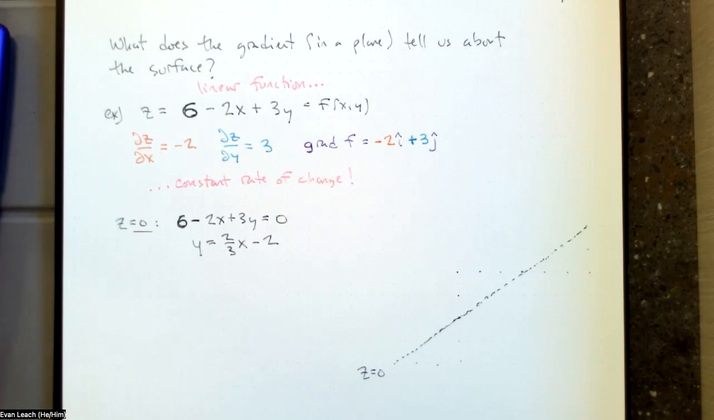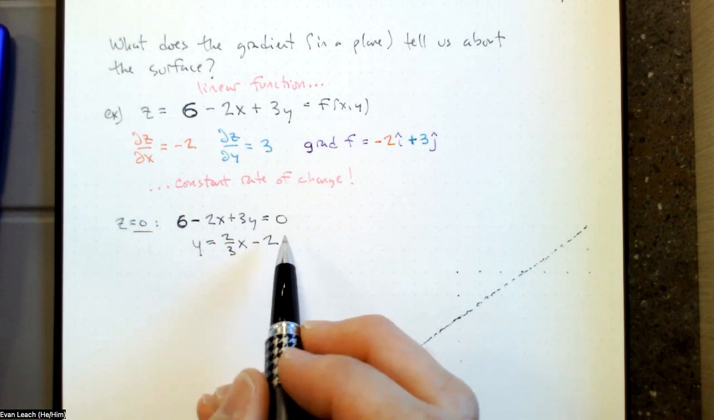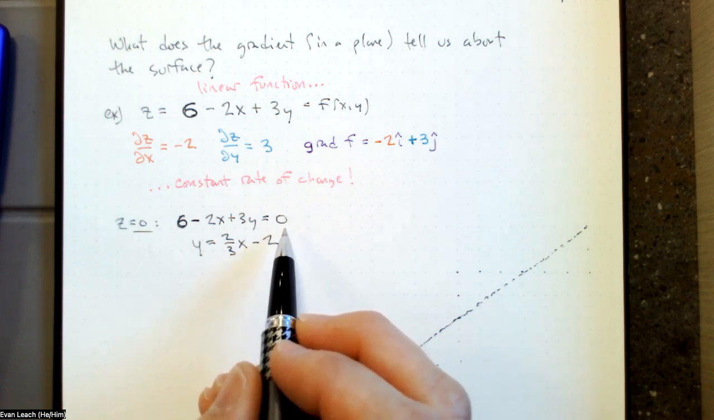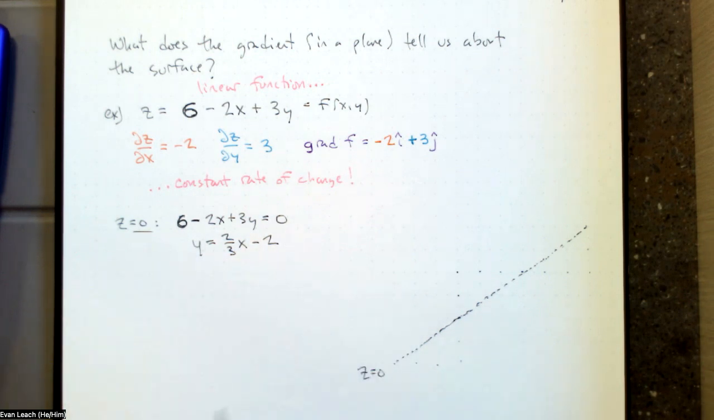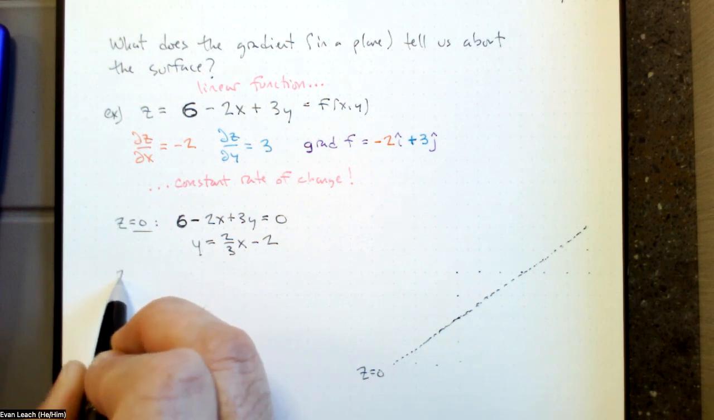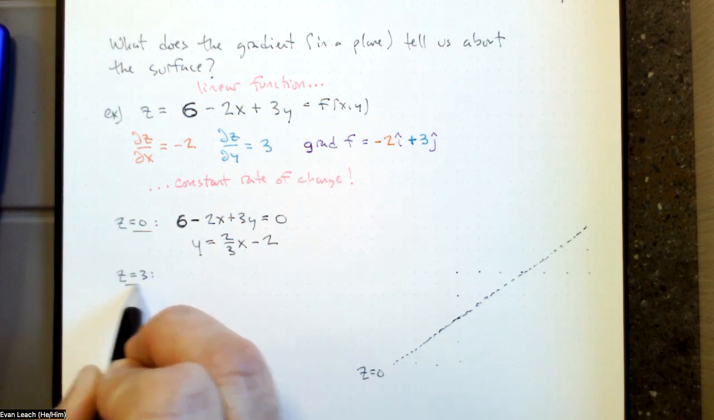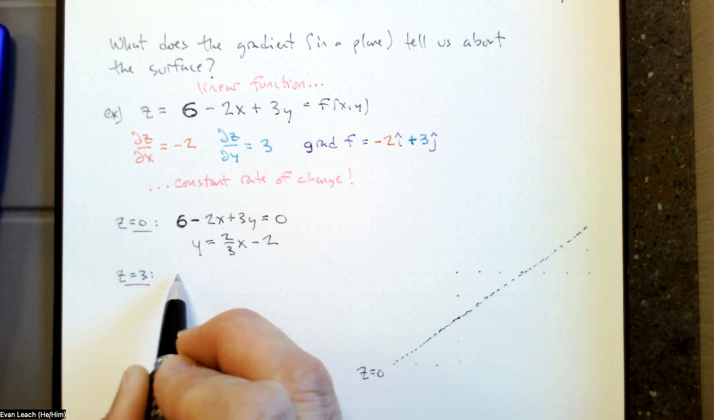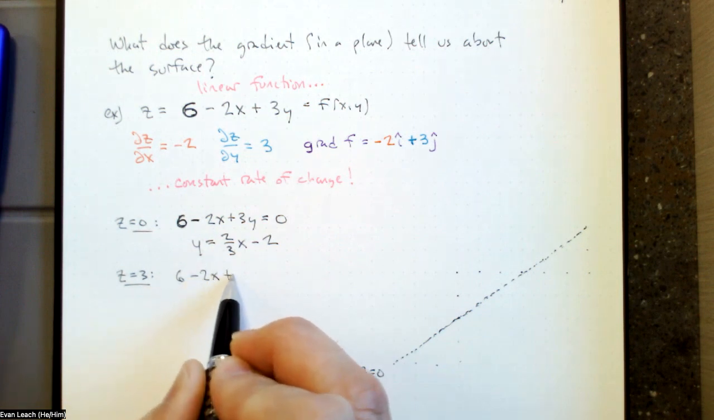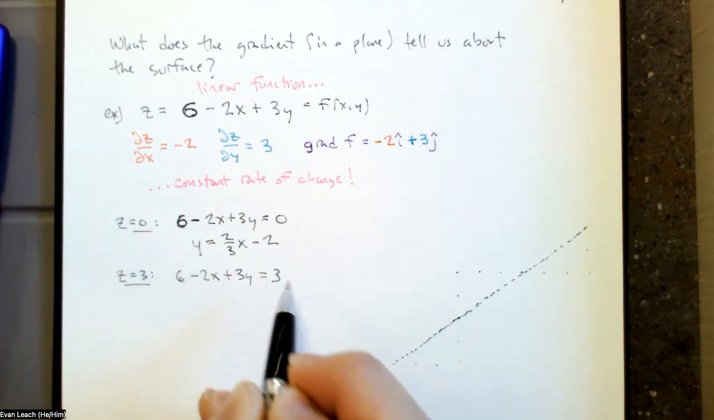Let's figure out how far apart to put them. If z equals 1, that's not going to be convenient. I'm going to need to divide by 3. So I'm going to make the next one what's happening at z equals 3, because I'm going to be dividing by 3. So I got 6 minus 2x plus 3y is equal to 3.